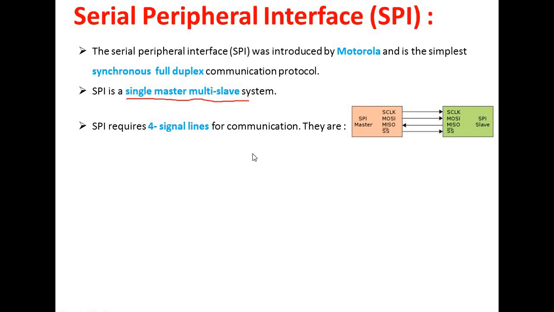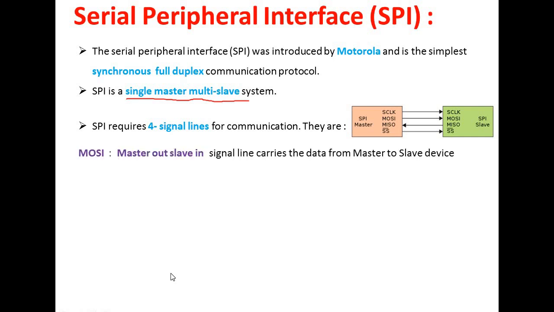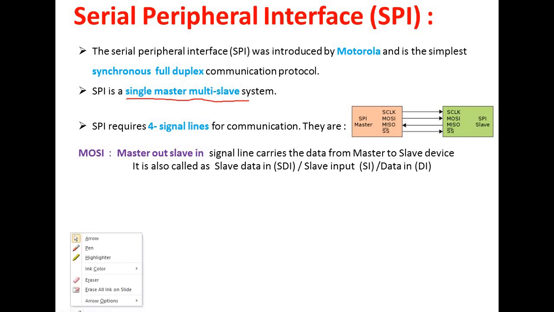And it requires 4 signal lines for communication. They are, the first one is MOSI, master out, slave in. Master out, slave in means the master will transmit the data and the slave will receive the data. It is a signal line which carries the data from master to slave.